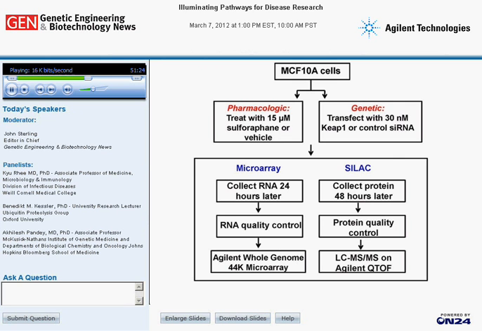The transcriptomic experiments were done at 24-hour time point using Agilent's whole genome microarrays. The quantitative proteomic experiments were done using the SILAC method, or stable isotope labeling by amino acids in cell culture, at a 48-hour time point. And here we use LC-MS/MS analysis on Agilent's QTOF mass spectrometer. Next slide.